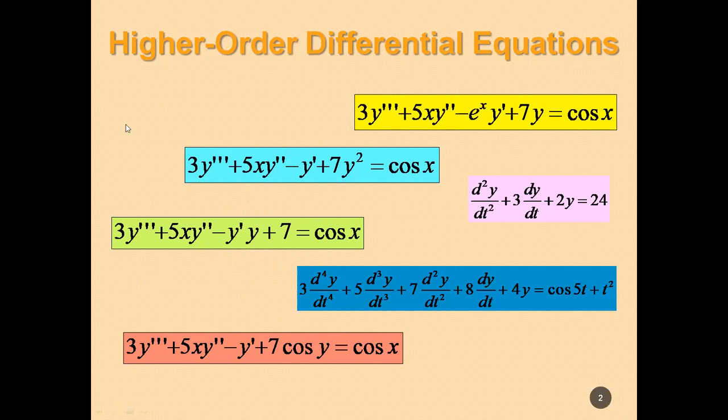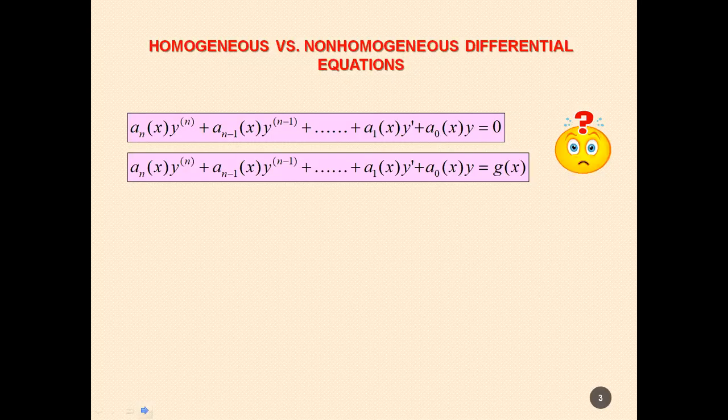This is third order also nonlinear. This is third order. This is third order linear. This is second order. And this is fourth order. This is also linear. Okay? Now, examples. These are examples of higher order differential equations. So now let's go to distinguishing homogeneous and non-homogeneous differential equations.